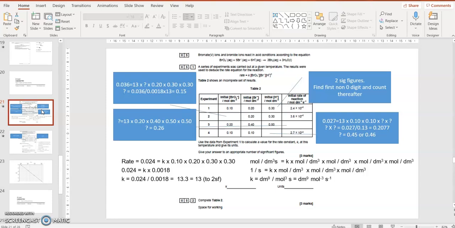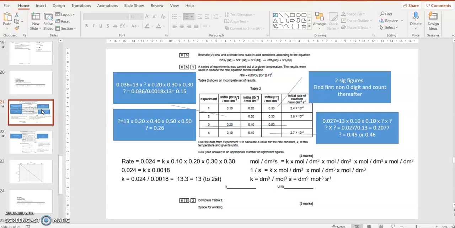You've got a rate of 0.024, you've got no K, but you've got values for everything else: the BrO3 minus is 0.1, the Br minus is 0.2, and in the rate equation you need H plus squared, so that's 0.3 squared. Rearrange it, and you've got K as 13.3. All of my data is to two significant figures, so I'm going to put it to 13. I've now got the rate constant K.